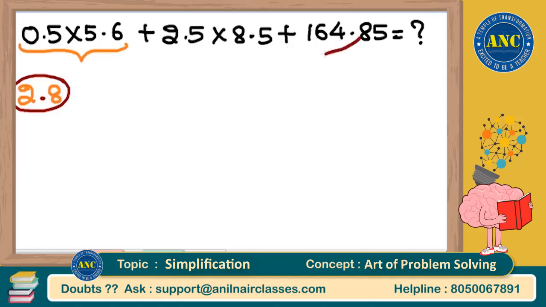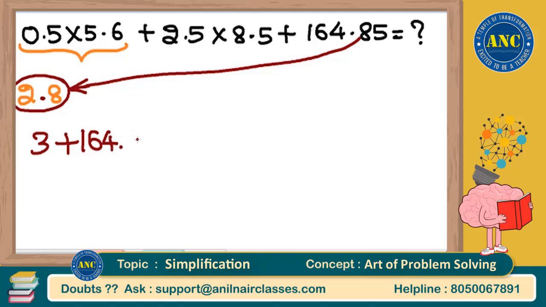Take this 0.2 from this number. So it becomes 3 here, and this one becomes 164.65, right? Now this is the extra part which is left out right now. Remove the decimal as of now, it becomes 25 into 85.